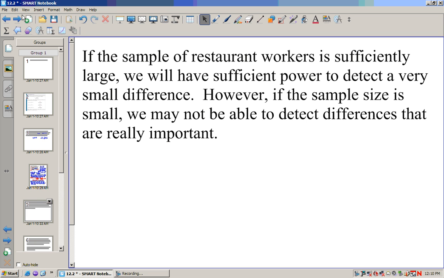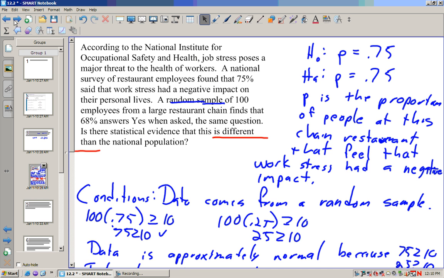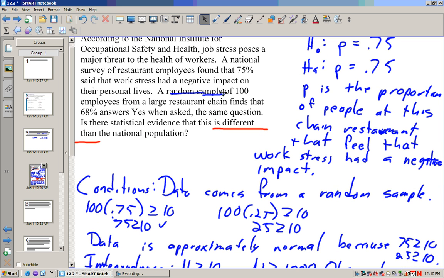All right, if the sample of restaurant workers is sufficiently large, we would have sufficient power to detect even a small difference. However, if the sample size is small, we won't be able to detect the differences that are really important. So if they wanted to test this again, if instead of testing 100 people they tested 1,000 and got 68%, that would be significant. But just testing 100 might not give you enough. And in this case, it didn't give us enough evidence to reject that they're any different than the national.